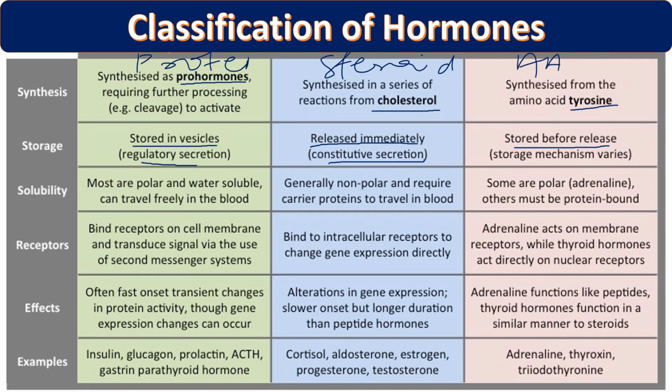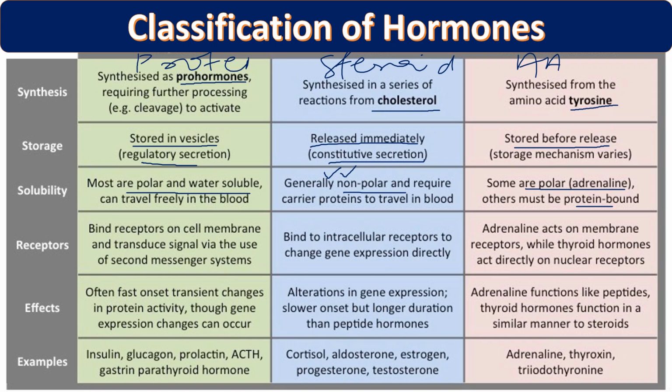These peptide hormones and amino acid hormones are water soluble. They are polar in nature and water soluble. So amino acids are also polar and water soluble. These steroid hormones are non-polar and normally not water soluble. I have told you all these hormones need to be transported from one place to another with the blood circulation only. Because these steroid hormones are not water soluble, they cannot be transported very easily.